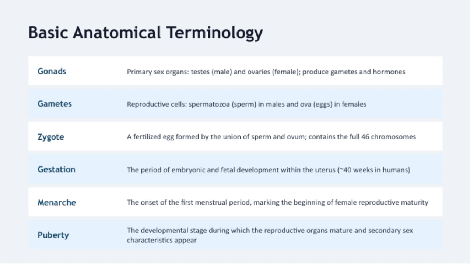Next, there's menarche, which specifically refers to the onset of a girl's first menstrual period. This event signals that she is now capable of reproductive functions, marking the beginning of female reproductive maturity.